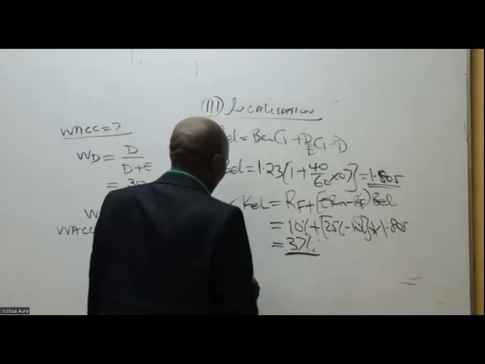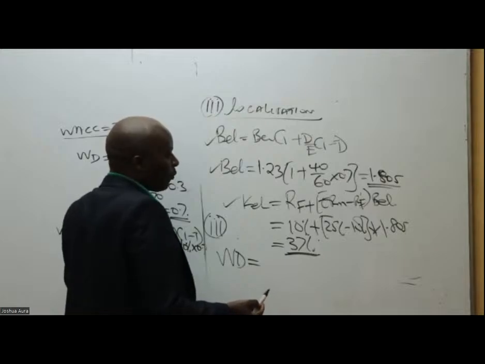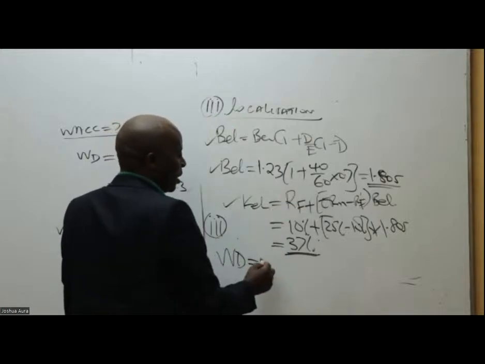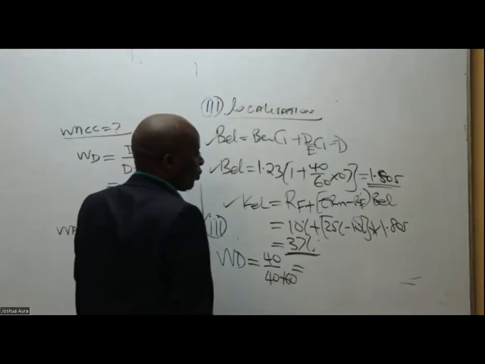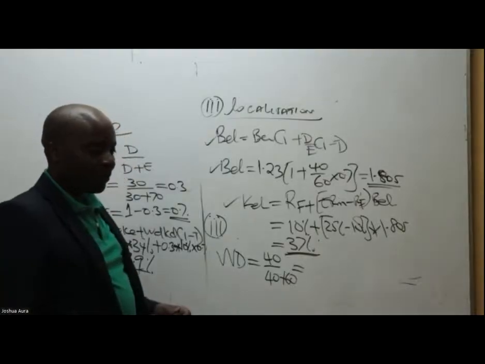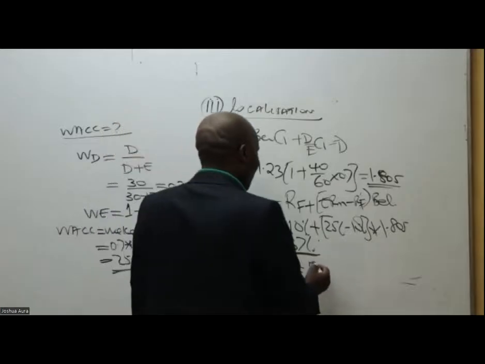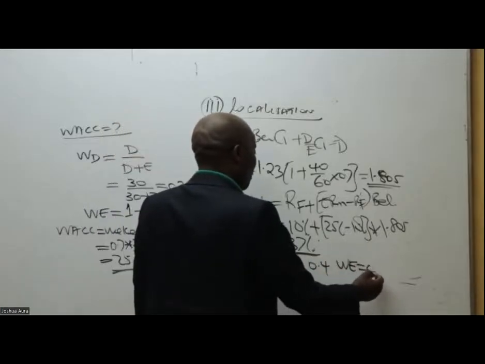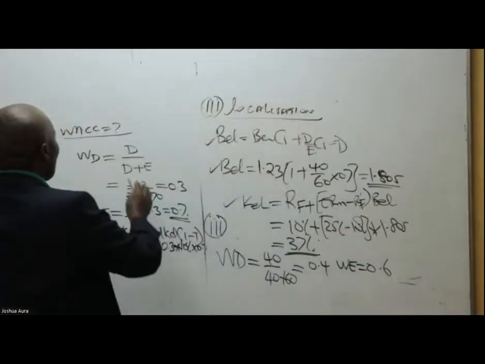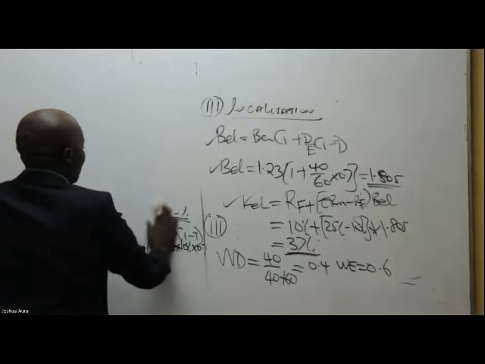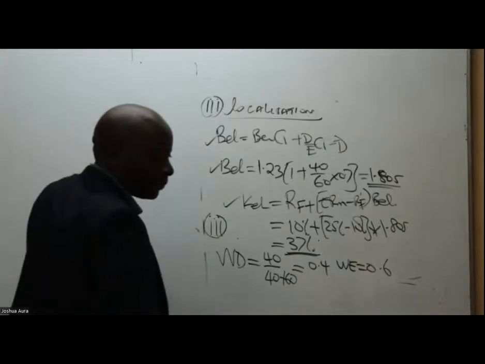37%. And then, ladies and gentlemen, go ahead and give us WD, weight of debt. So weight of debt, this is 40 over 40 plus 60. So weight of debt will be equal to what here, somebody? Because it's 0.4. Thank you very much. And if debt is 0.4, then weight of equity will be 0.6.